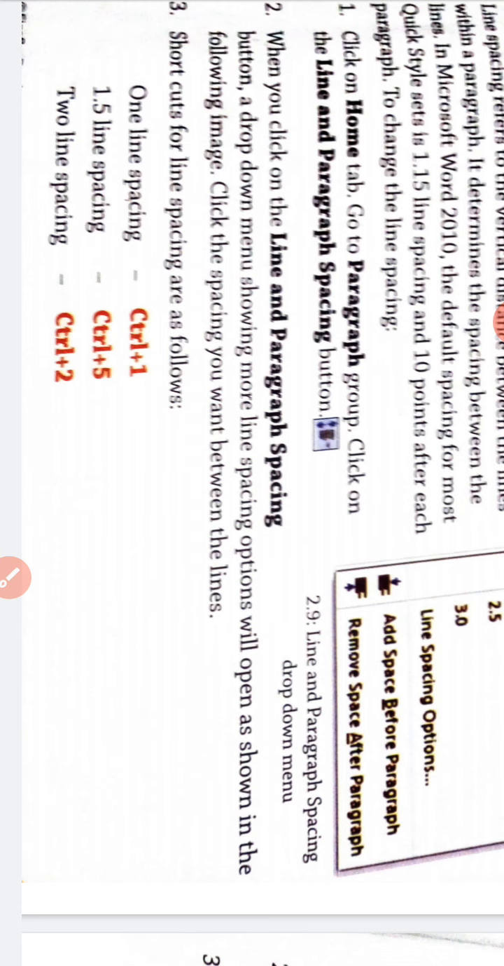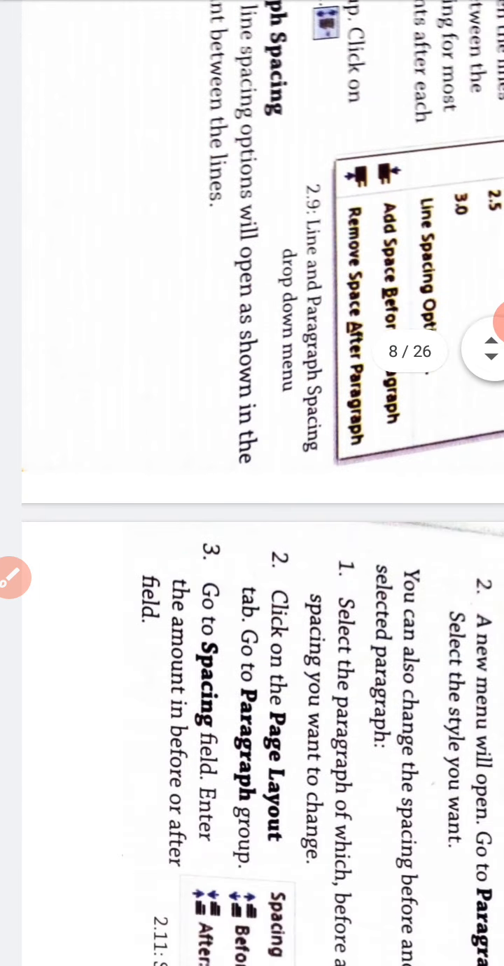The shortcut for line spacing are as follows. Ctrl+1, 1 line spacing, Ctrl+5, 1.5 line spacing, Ctrl+2, 2 line spacing.